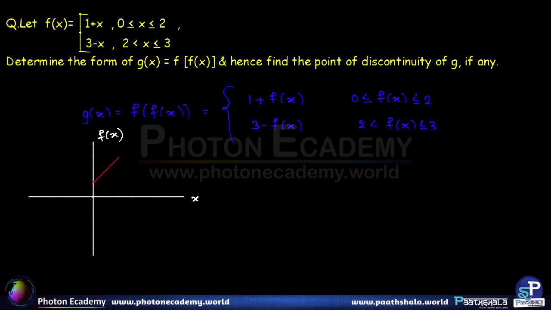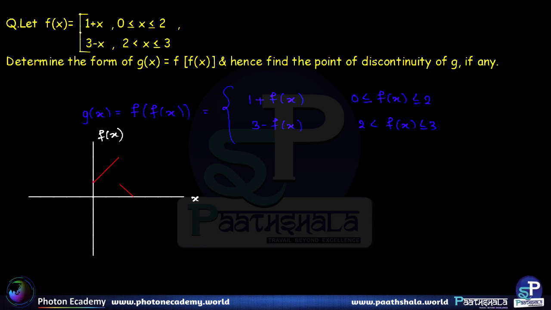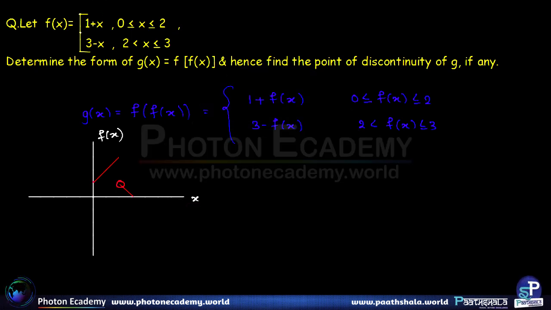And for x equal to 3, it is 0, and the slope is also minus 1, so we can just draw it like this, and this will be a hollow circle over here because it is given that the definition is 1 plus x when x is less than or equal to 2. So the value at x equal to 2 will go over here. So this is 3, 2, 1, 1, 2, 3. Okay, fine.